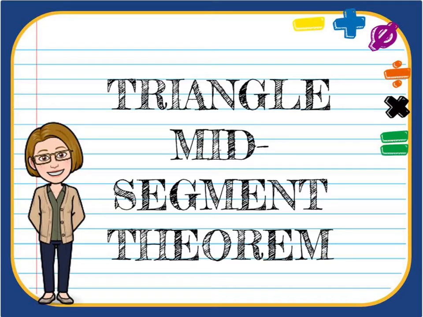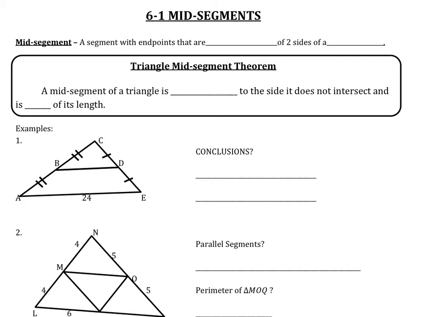So we want to take a look at the triangle midsegment theorem. First thing we want to do is define what a triangle midsegment is. A midsegment of a triangle is a segment where the endpoints are the midpoints of two sides of a triangle. So we take the midpoints of two sides and we connect them.